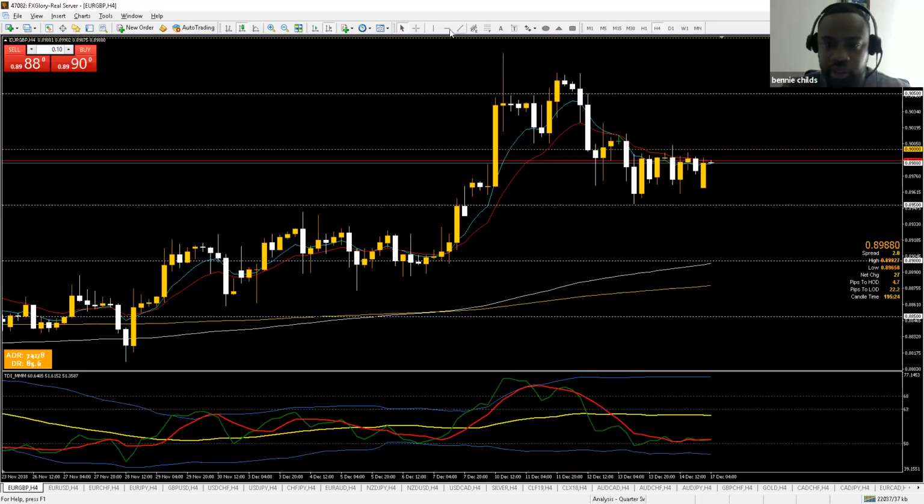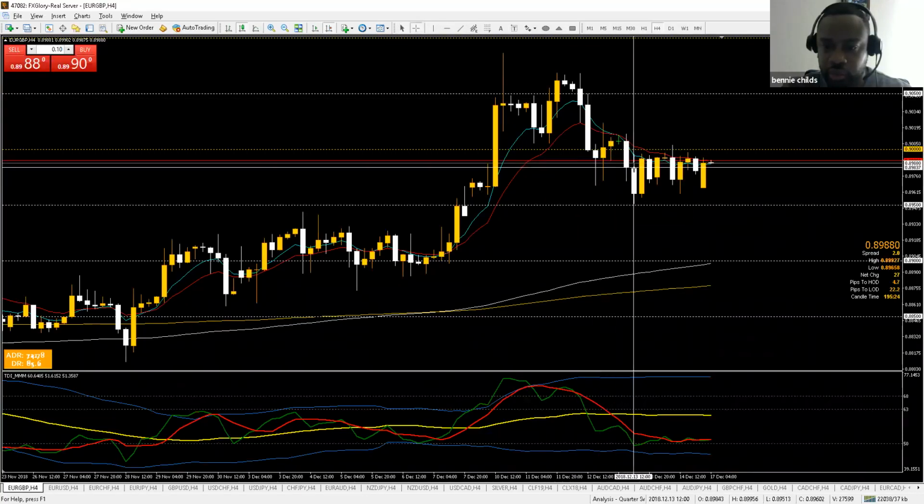I would have jumped in, and we would have potentially been able to pick up 33 pips, which is not bad, because if you're trading at a standard, that's $330, over 4 hours. It's not bad at all.